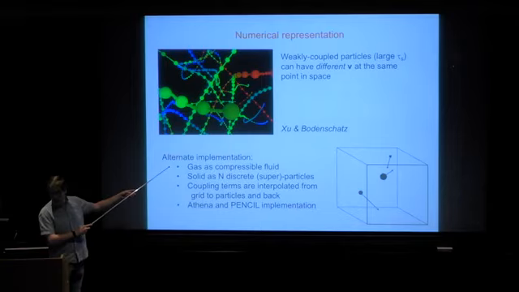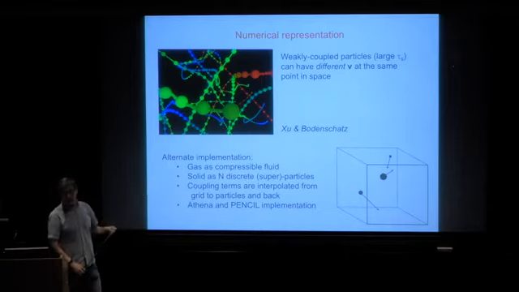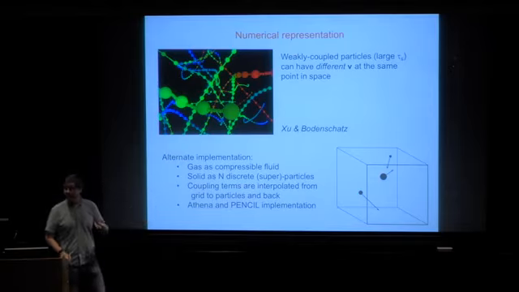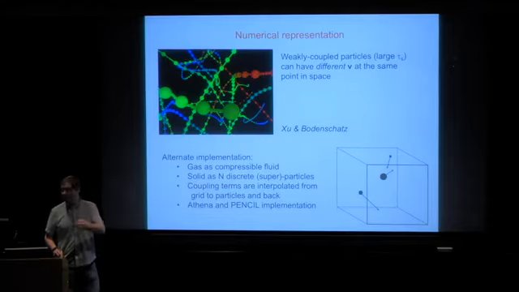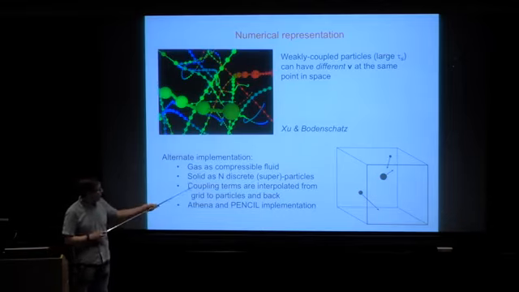So there's a different implementation where you treat the gas as a compressible or incompressible fluid, but you represent the solid component as discrete particles. These wouldn't be one particle for each dust particle in the disk. Each of the particles would, of course, represent in reality a very large number of the physical particles. And in this situation, you have to do things a little bit differently.